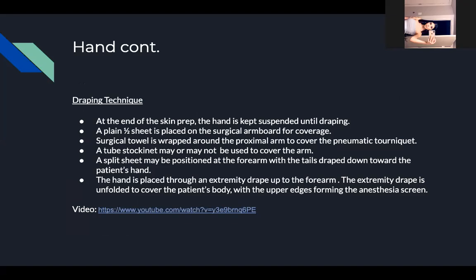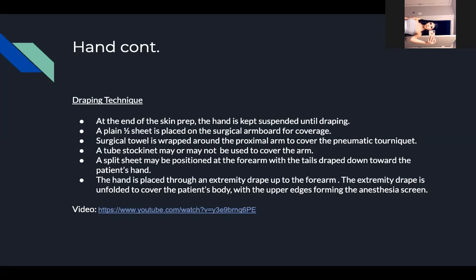Draping technique. At the end of the skin prep, the hand is kept suspended until draping. A plain half sheet is placed on the surgical arm board for coverage. A surgical towel is wrapped around the proximal arm to cover the pneumatic tourniquet.